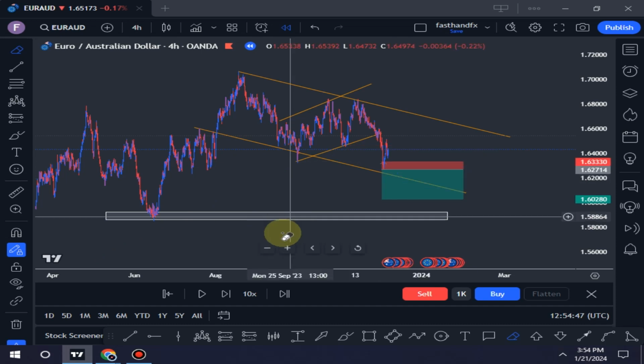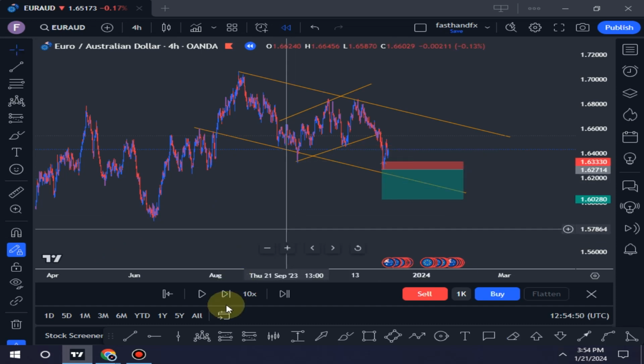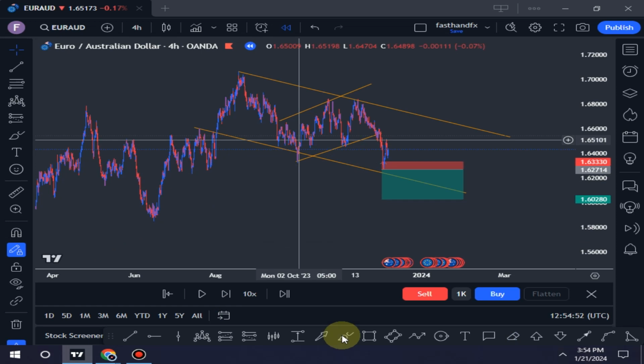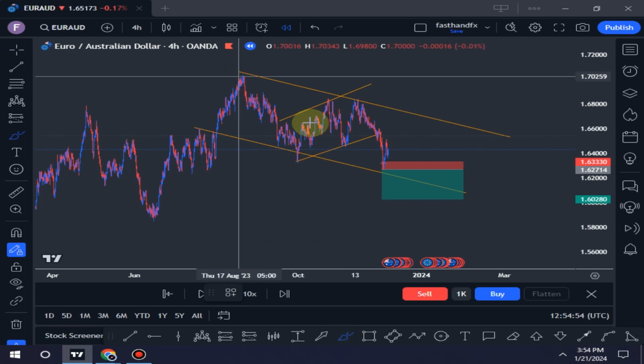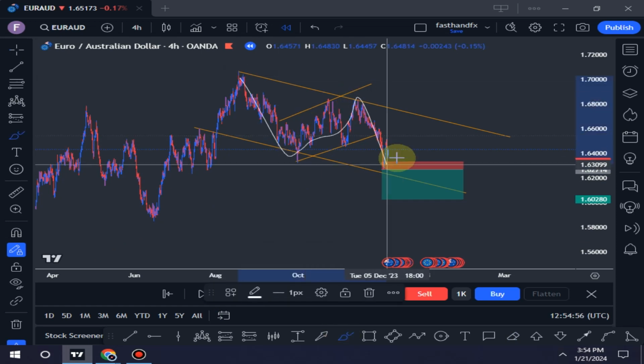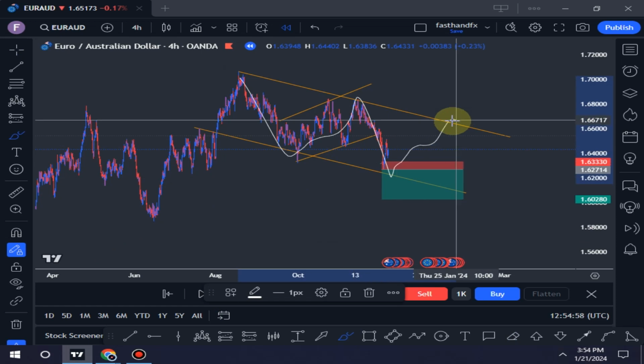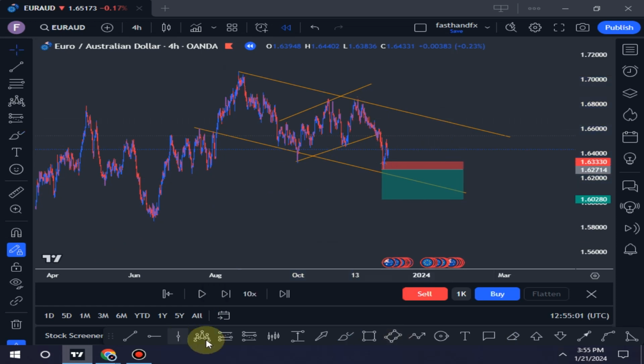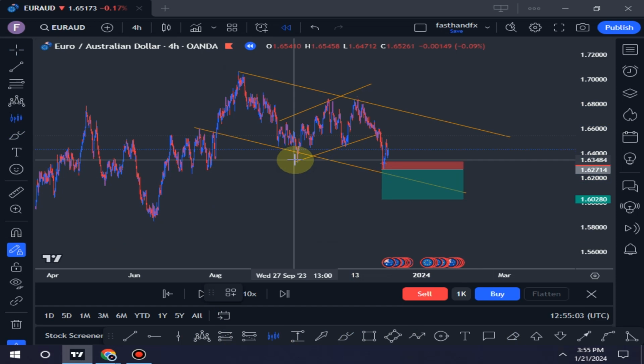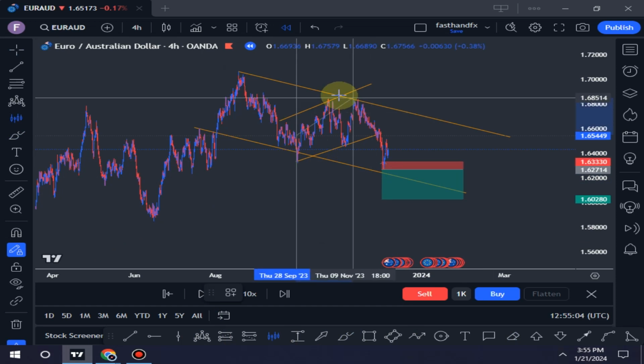So we remove everything. This is the case now. You see what price did. Now if we have this type of a play, remember, impulse, correction, impulse, now we expect a correction. So where did we have a correction? We had a correction right here. The price did this, then went all the way up.